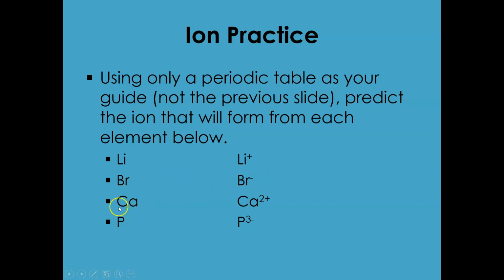Calcium, element 20, its nearest noble gas is argon, which is element 18, and so it's going to want to lose 2 electrons to be like argon, and therefore it is going to have a charge of +2. And then phosphorus, which is element 15, its nearest noble gas is also argon, which is element 18, and therefore it's going to gain 3 electrons to be like argon and have a charge of -3.